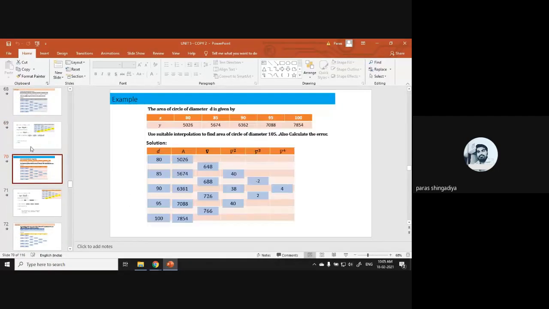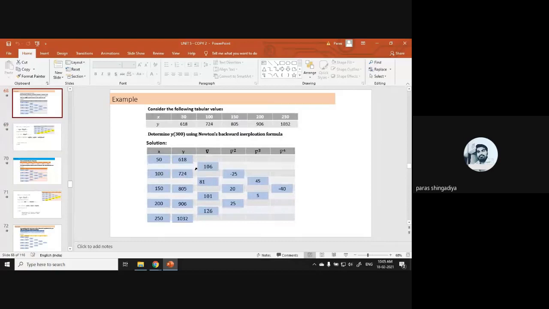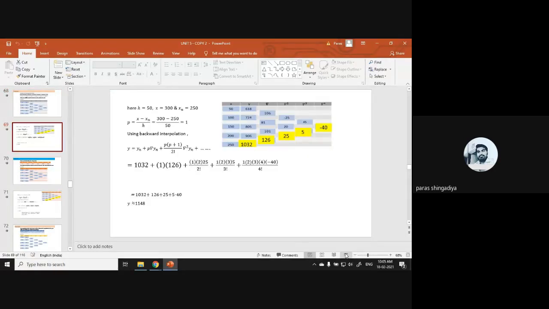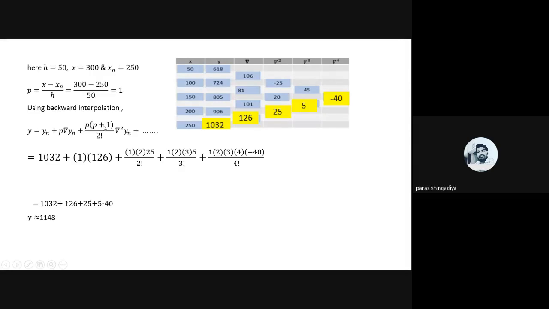First we'll prepare the table, and then consider p as x minus xn upon h. Then write the formula for Newton backward interpolation, that is Δ²yn, then Δ³yn, and so on. Then we replace these values in this formula and solve it, and we can find the required intermediate value.